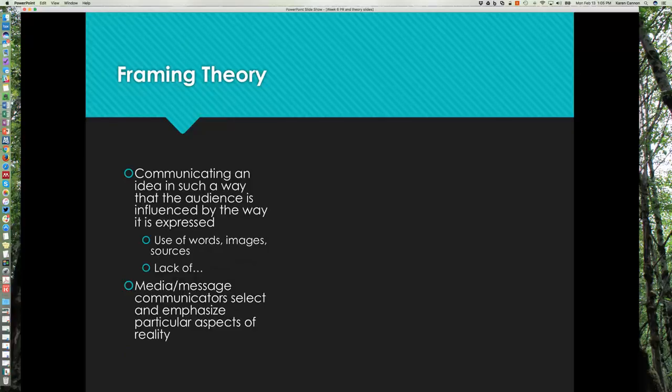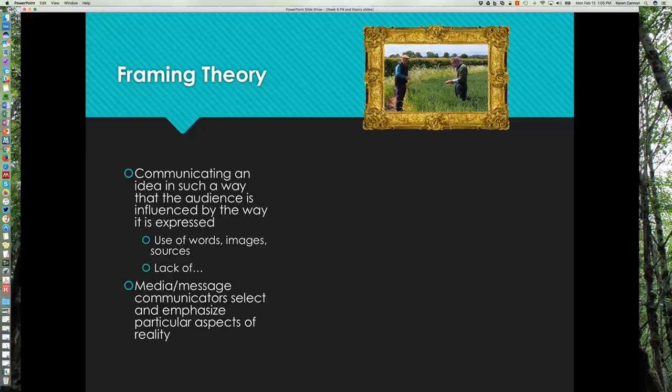It's what I used part of for my dissertation, but framing is essentially the idea that we frame an argument in a certain way using certain images or sources, or lack of certain images or sources of information. And we emphasize certain aspects of things. So a great visual example of framing is this, and pardon the ornate, kind of cheesy frame of this photo here. But what you see in this photo is two guys in a field, right?